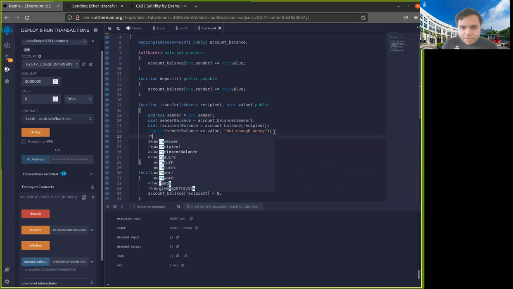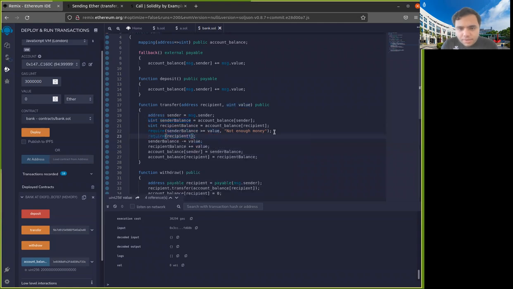Okay. So let's go back here and let's say we require that the recipient is not the same as the sender, as before. You can send money to yourself. And this was to avoid creating money out of thin air.